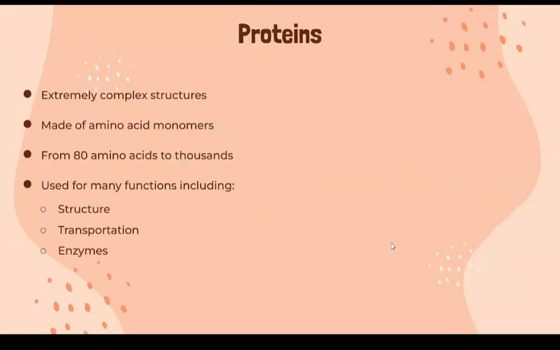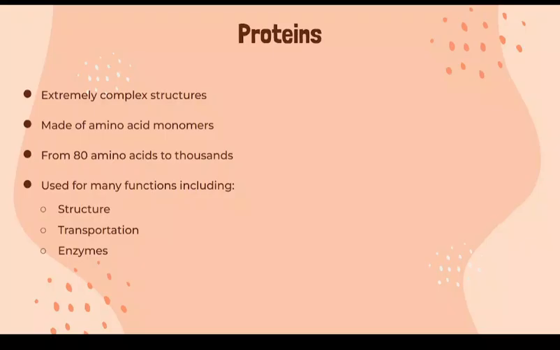Now let's talk about proteins. Proteins are very complex structures. They're made out of amino acids, which are their monomers. And there's from 80 amino acids to thousands.